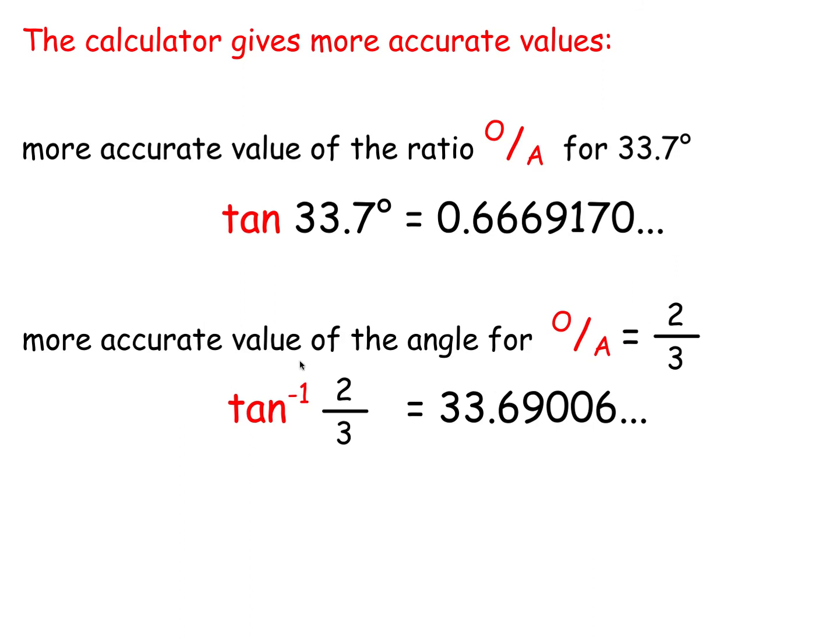If I put in shift tan in the calculator, that's inverse tan. So inverse tan 2/3, up will come, well, not quite 33.7, 33.69006 and a whole lot of figures. So the thing about trigonometry is, apart from a few exceptional cases, you don't get exact answers.